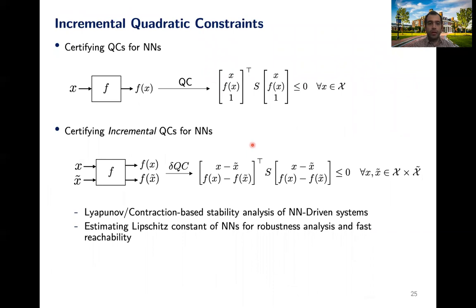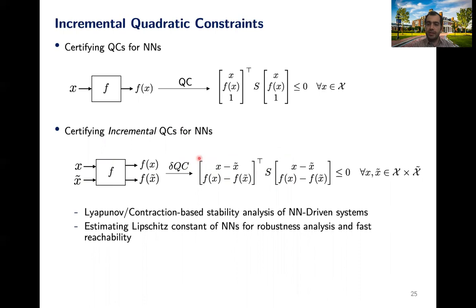So far, we have only considered quadratic constraints. However, we can also consider different forms of QCs. For instance, we can consider incremental versions of quadratic constraints, where instead of having only one input and one output, we have two input-output pairs. These two inputs can belong to potentially different sets, and our goal is to verify quadratic constraints of this form, which hold incrementally with respect to this input-output pair.